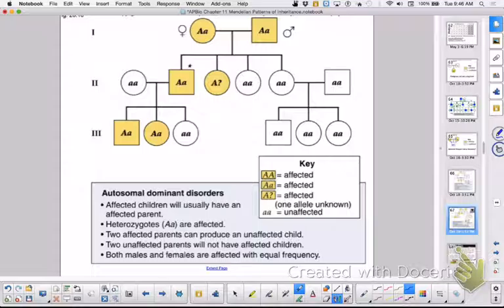Whereas if you look at this one, this is a dominant disorder. Affected children will usually have an affected parent. And number 2, heterozygotes are affected. And number 3, 2 affected parents can produce an unaffected child.